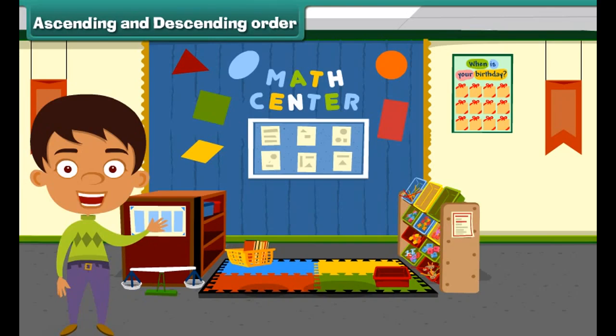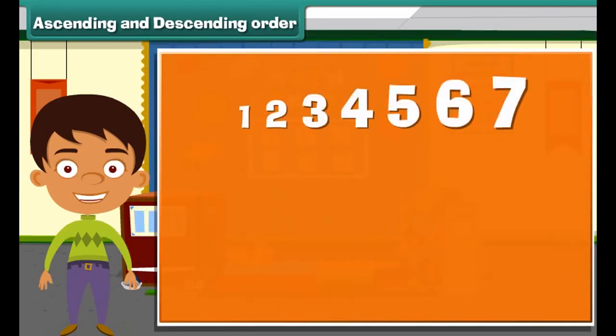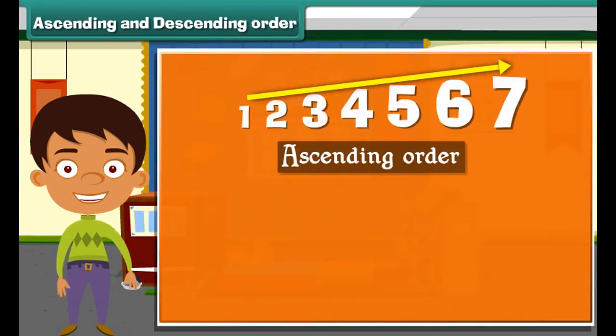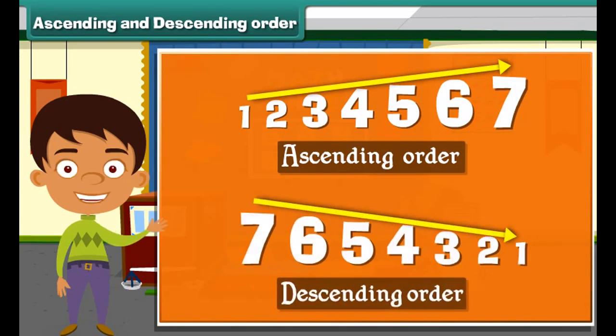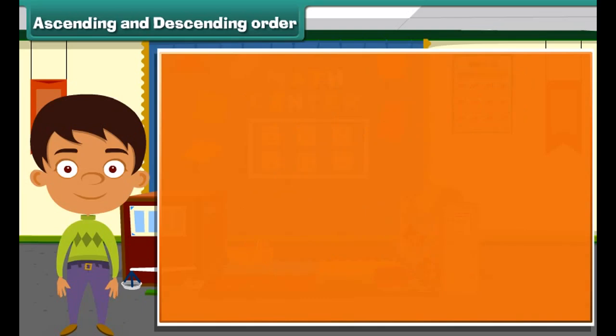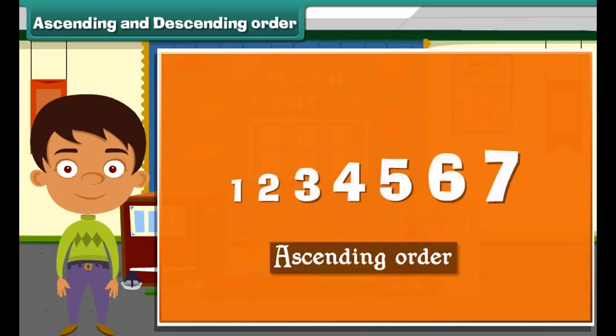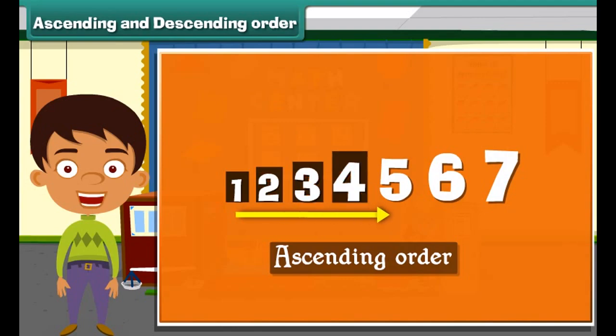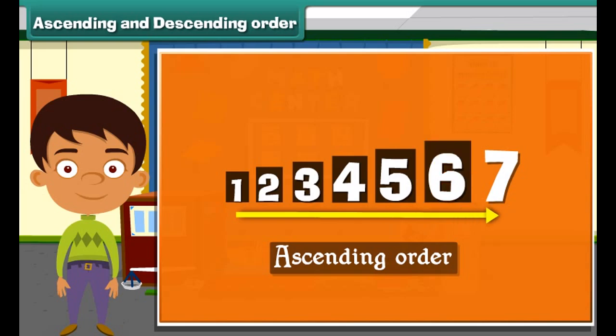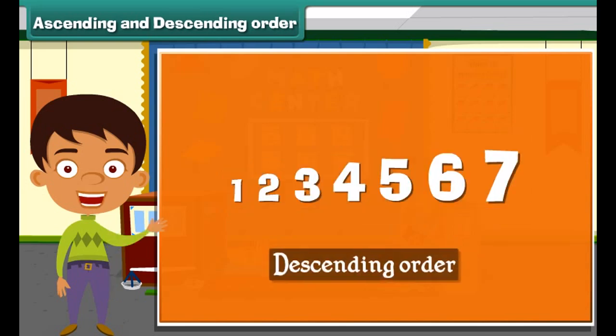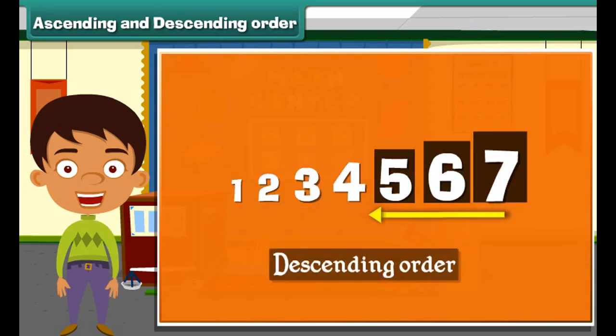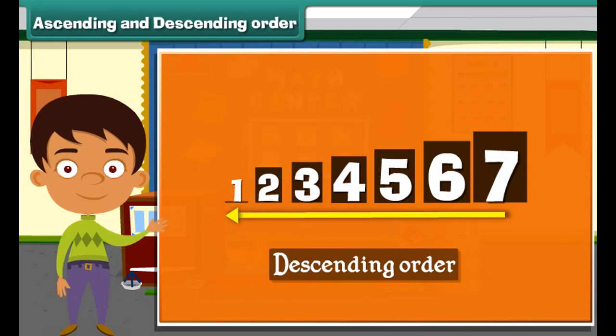Ascending and descending order. Once we know how to compare numbers, we can arrange them in the ascending, that is increasing, or descending, that is decreasing order. In the ascending order, the numbers are arranged starting from the smallest number first, then the next greater number, then the next, and so on. In the descending order, the numbers are arranged in the reverse, that is starting from the largest.